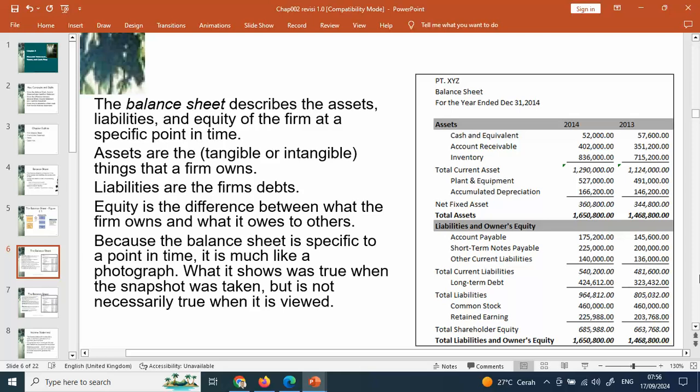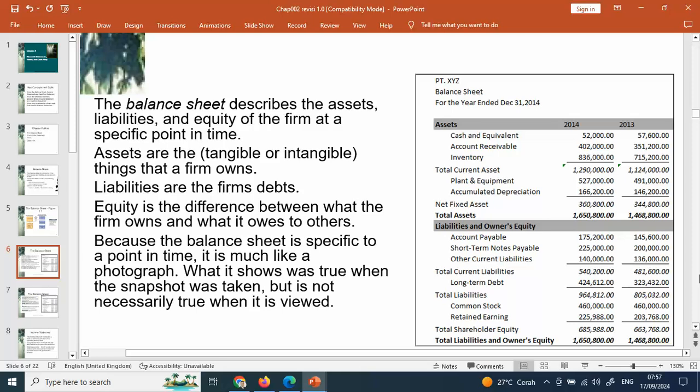December 31. Maybe you can have 3 times on the 4 quarters. Quarter 1, quarter 2, quarter 3, quarter 4. Quarter 1 is 3 months: January, February, March, end of March. Quarter 2, end of June. Quarter 3, July, August, September, end of September. Quarter 4, October, November, December, end of December. 4 times, 4 quarters on the financial statements.